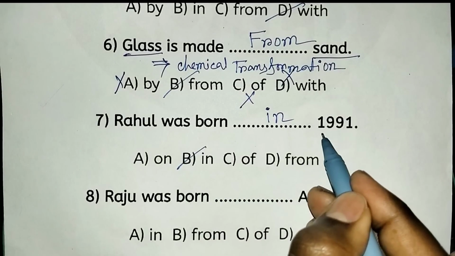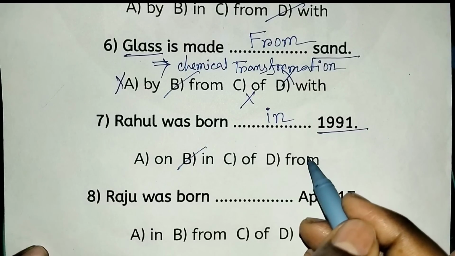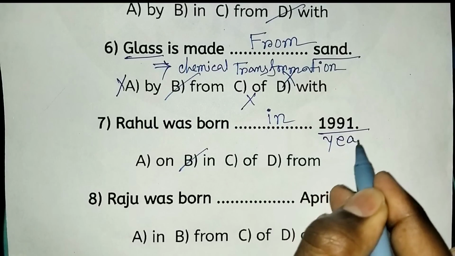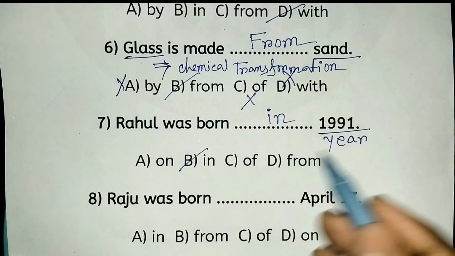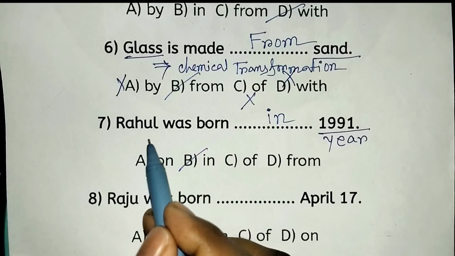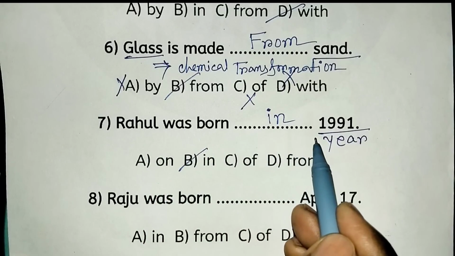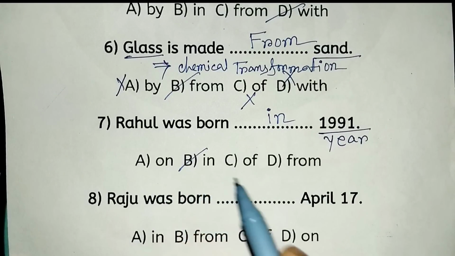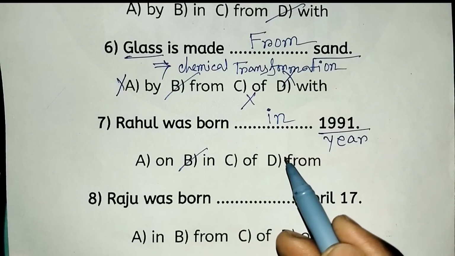Okay, but 1991 is not a fixed period. It is just a year. That's why we have to use in, not on. If I said that Rahul was born 5th March 1991, then I have to use on, not in, because it is a fixed date. Okay.